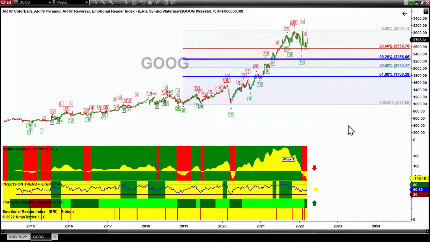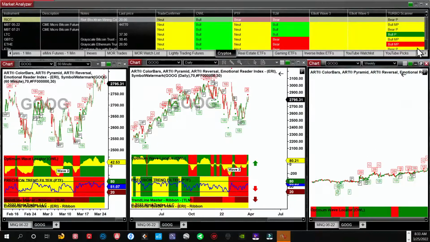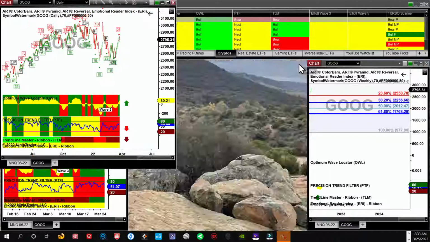So that's an indication that has to be red for it to be even considered a wave 4 at this point. And we don't have a green PTF, so okay, that's neutral. Let's see what this bad boy tells us.